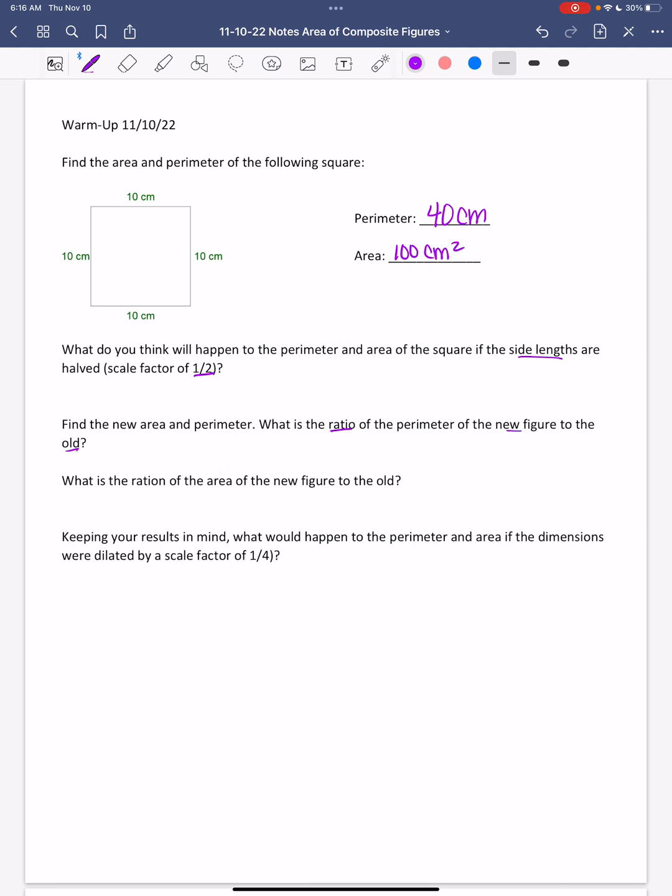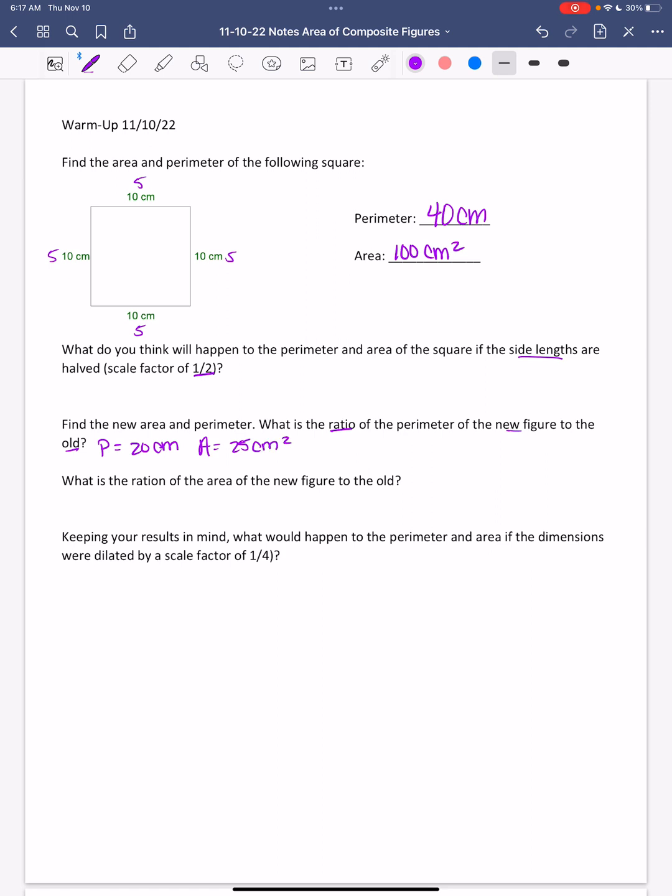So let's go ahead and find it. If we're going to scale factor it to 1/2, it's going to be 5, 5, 5, and 5. So whenever you add that up, your perimeter is going to be 5, 10, 15, 20 centimeters. And your area is going to be 25 centimeters squared.